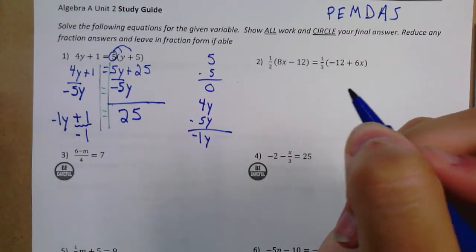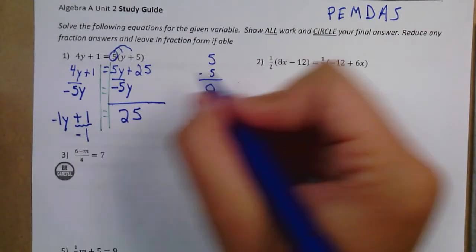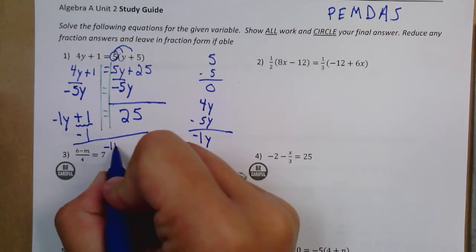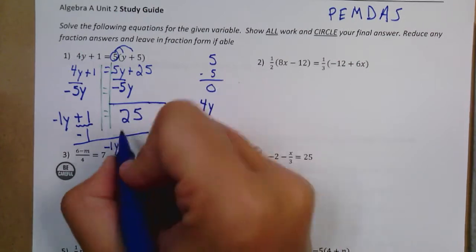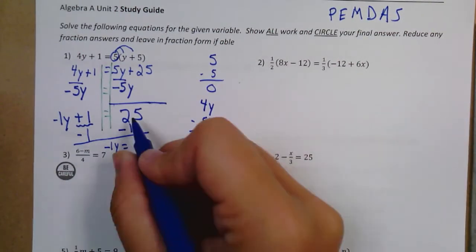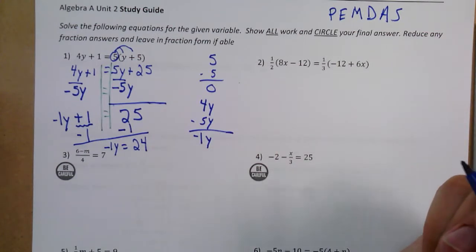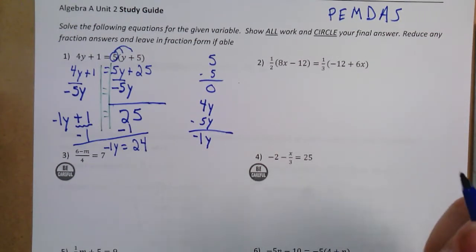I subtract 1. And 1 minus 1 gives me 0. Therefore, I'm left with a negative 1y equals, remember to subtract the 1 on the other side, 25 minus 1 gives me 24. Then it's almost done. You're almost done. You have a negative 1y equals 24.